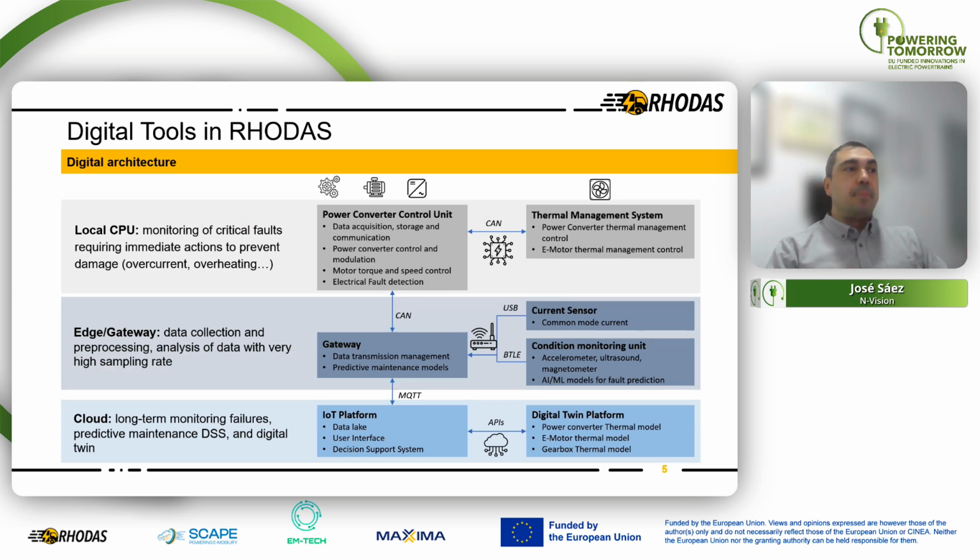So I would like to start by giving you an overview of the whole digital architecture that we have been developing in the project. In a very simple way, this digital architecture has been divided into three main layers. The first layer is implemented on the local CPU in the control unit. This layer deals mainly with those critical faults that require immediate actions to prevent damage on the integrated motor drive, especially on the motor and the power converter.